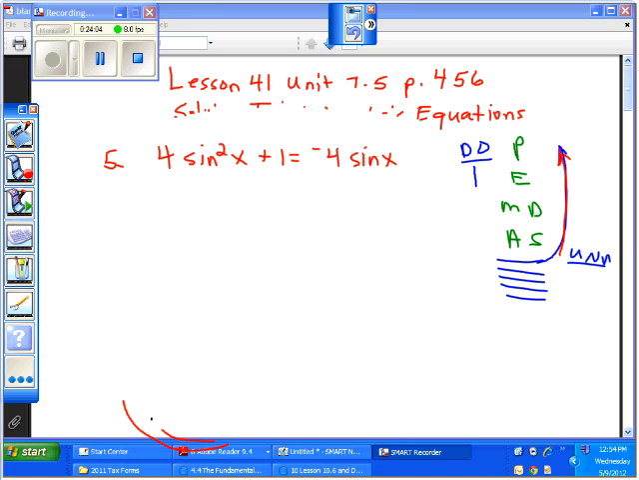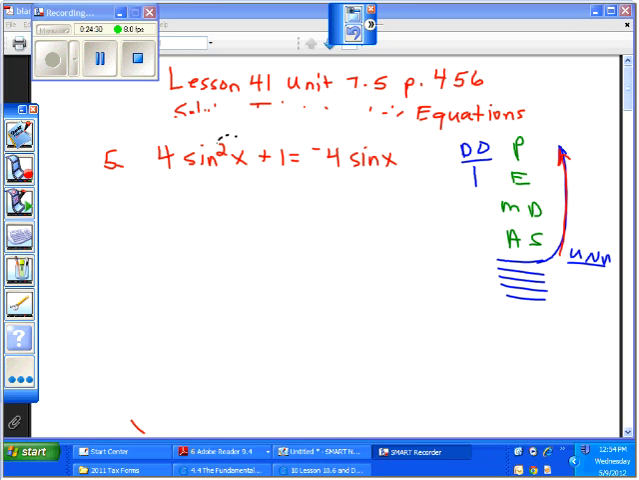Wow. Now we have a square, a first power, and a constant. We have an a, b, and c. That means we're going to have to solve using the AC method more than likely, right? And we're going to have 2 primary solutions because it's a quadratic, plus all the scenarios of quadrants and all of that. All right, so let's deal with this.